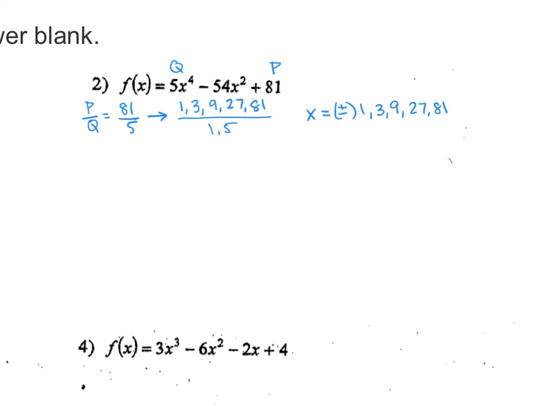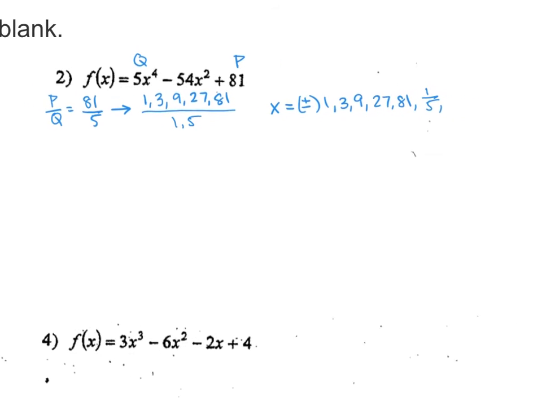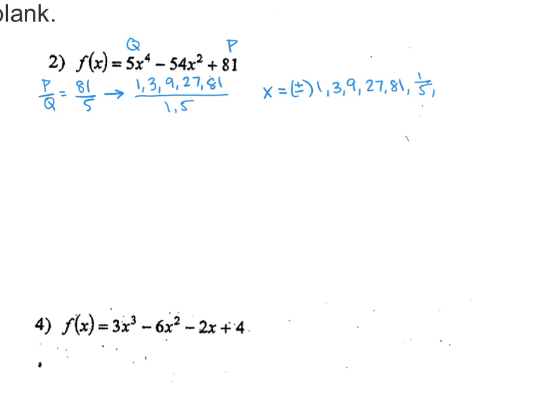But now we have to do all these numbers over 5. So we'll have 1 over 5, or 1/5. We'll have 3 over 5, or 3/5. We'll have 9 over 5, 27 over 5, and 81 over 5. So these are all the possible combinations we could have, the positive and negative versions of possible rational roots.